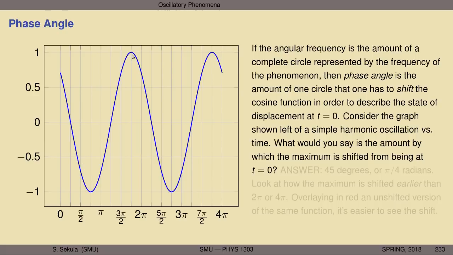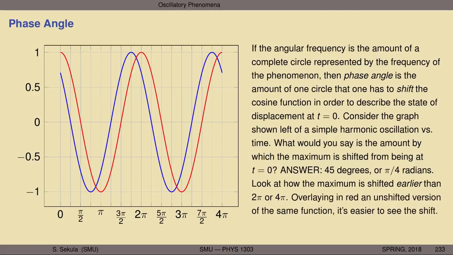So notice the following. If I start counting from this maximum to this maximum, I have to go 1, 2, 3, 4, 5, 6, 7, 8 units on this horizontal axis in order to go from maximum to maximum. If I had intended my maximum to be here at 2 pi, but I see it's over here 1 unit to the left, then I'm 1/8 of a circle shifted away from the maximum. And so the answer here is that I'm a shift of 45 degrees, 1/8 of a complete circle, or pi over 4 radians, away from having the phenomenon actually hit its maximum point at, for instance, time equals zero.